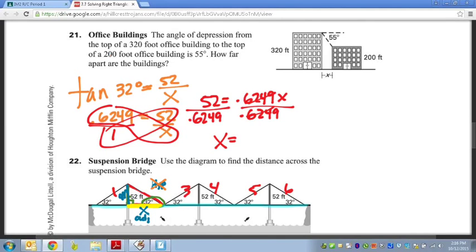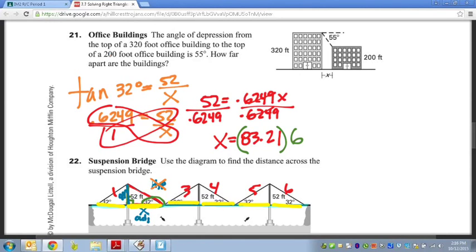Okay, so I'm going to have 52 divided by 0.6249, and I get a distance of 83.21. And so that is the distance of one of these legs here. So for one of this yellow line, it's 83.21. But like I said, we have 1, 2, 3, 4, 5, 6 identical lengths there. So I'm going to do 83.21 times 6, because there's 6 of those.